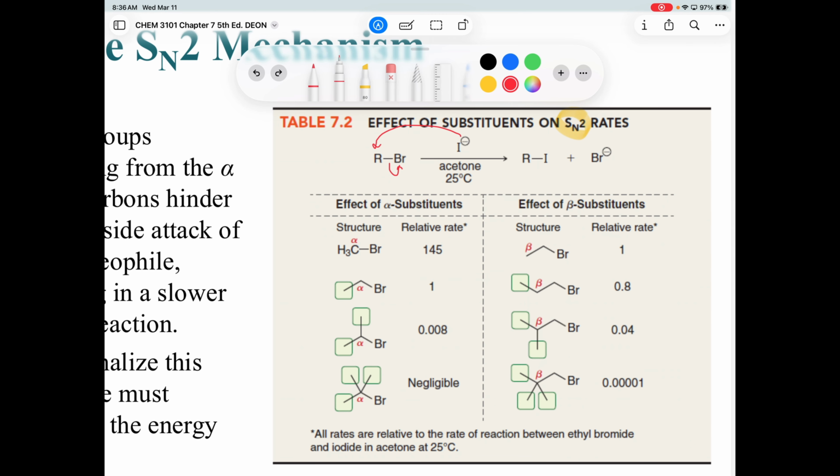If we look at just the effect of alpha substituents, if I compare a methyl bromide, to a primary, to a secondary, to a tertiary, if they assign a value of 1 for the rate of the primary alkyl halide, look at the methyl alkyl halide. It happens 145 times faster. That's a lot faster, right? Then you go down to the tertiary and it just says, forget about it. Don't waste my time, okay?